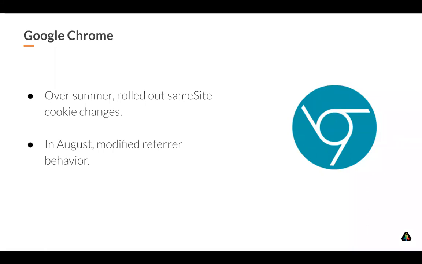That rollout reached 100% in the later stages of August. So basically anyone on a current version of Chrome is having this behavior now. In August, they also modified the referrer behavior, so you're not getting the full path, but you're getting the top level domain name.